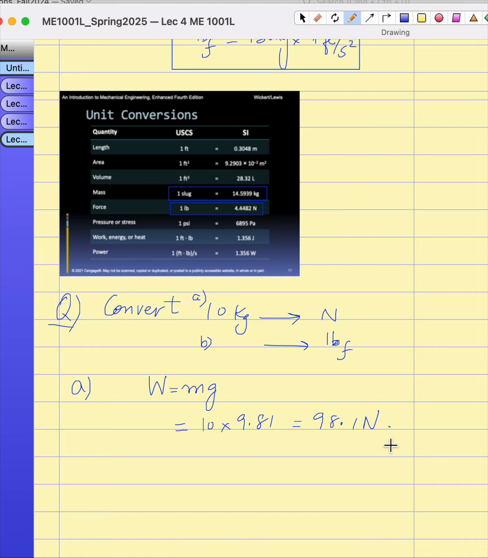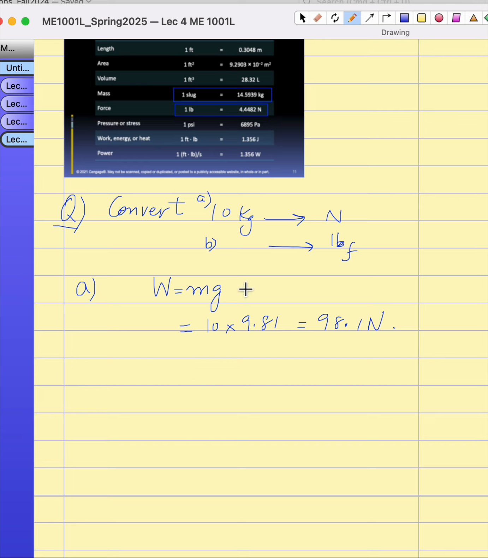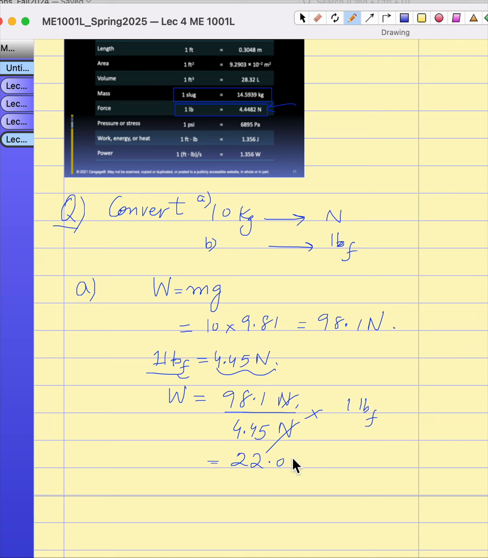That will give you 98.1 newtons. And you can always go back to force, as you know that 1 pound force equals 4.45 newtons. So I can write W equals 98.1 newtons over 4.45 newtons, with the right hand side in the denominator because we want to cancel it out, and the left hand side in the numerator, 1 pound force. If you solve for this, you should get 22.04 pound force. So that gives me the force in the USCS system.